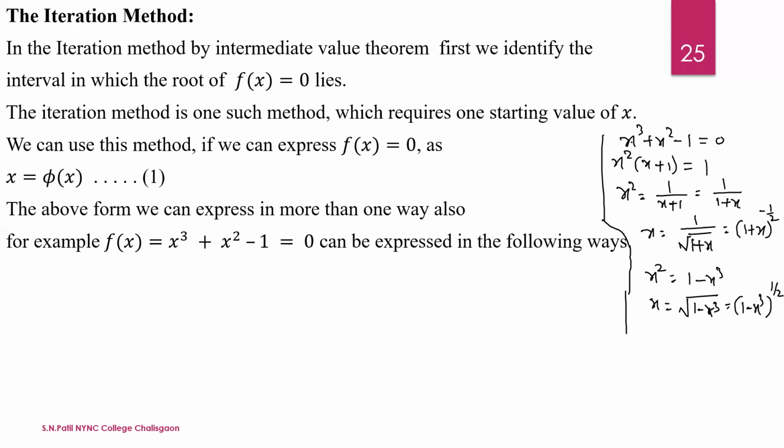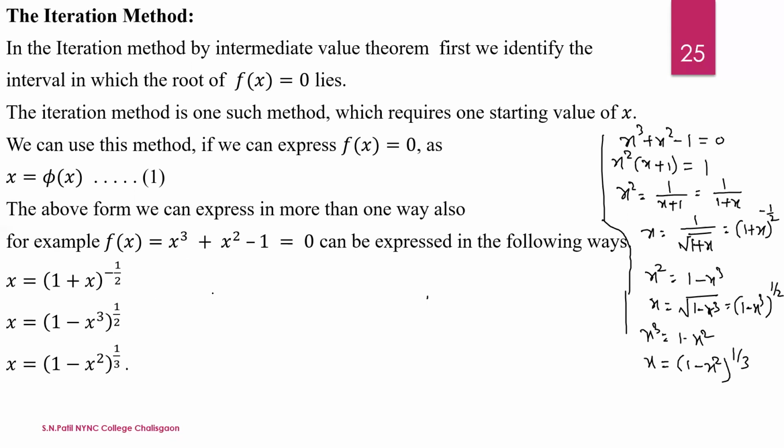There is one more possibility. We can write x cube is equal to 1 minus x square. That is x cube is equal to 1 minus x square, take 1/3 power both sides. That is x is equal to 1 minus x square raised to 1 by 3. In this way, we express this f of x in 3 ways, those we just discussed.